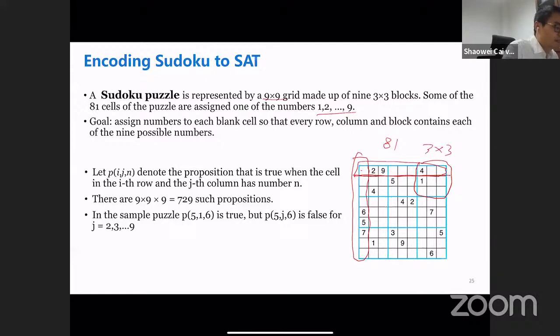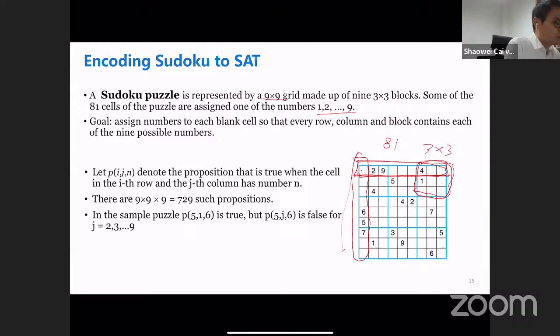Okay, in the beginning, the puzzle is given some initial assignments of some cells, and then we are asked to fill in the numbers in the remaining cells to make sure that all the constraints are satisfied. So we have 3 constraints: row constraints, column constraints, and square constraints.